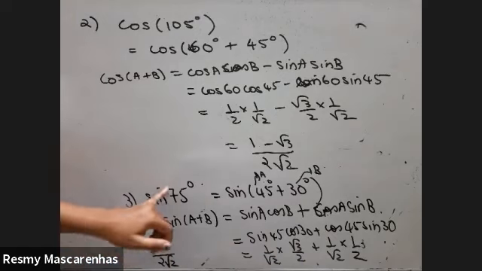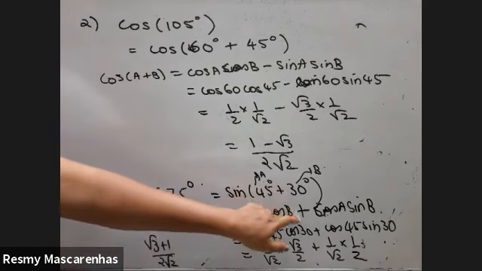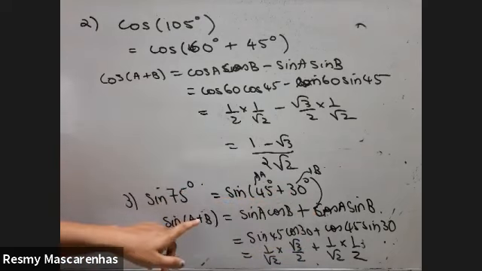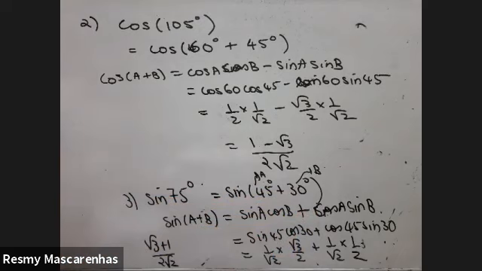If this was 15 degrees, this would have been minus. The only difference here would have been the minus, because sine of A minus B is the same thing, but with a minus sign. So just try to understand what is being asked and which formula to use. I have given you all 6 formulas: sine of A plus B, sine of A minus B, cos of A plus B, cos of A minus B, tan of A plus B, tan of A minus B.